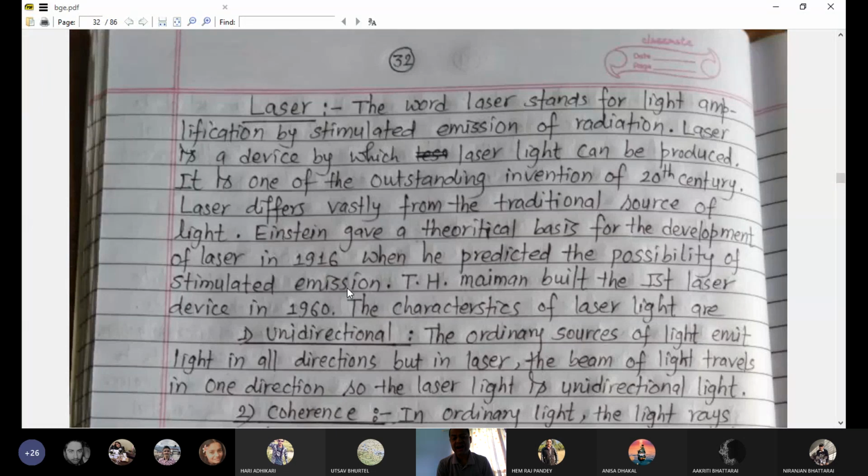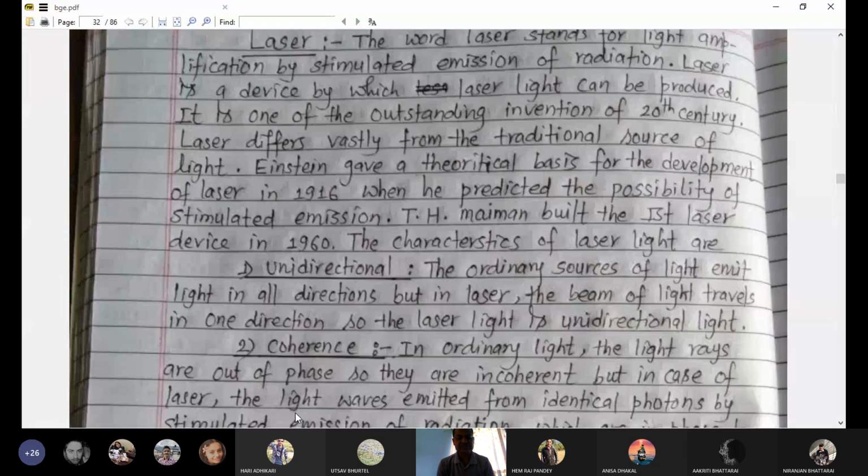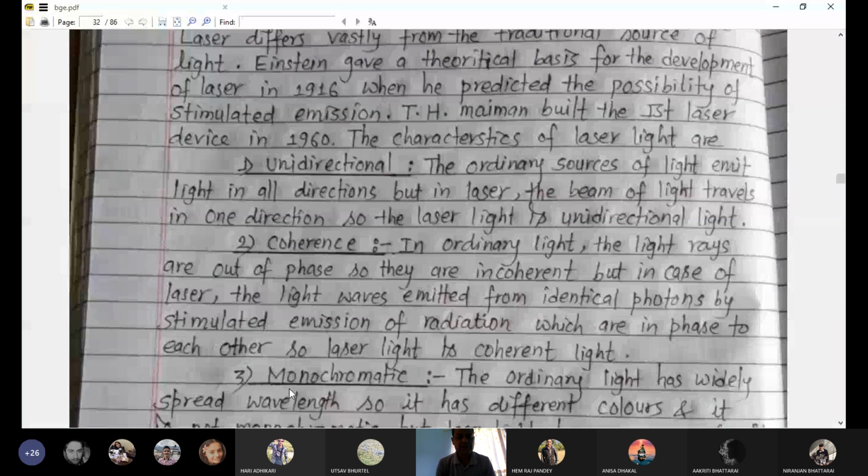The first characteristic of laser light is unidirectional. Unidirectional means laser light always moves in the same direction. Another is coherence. Coherence means all the photons move in the same phase. That is coherence. And another is monochromatic.